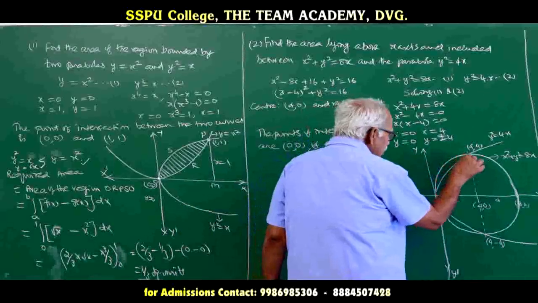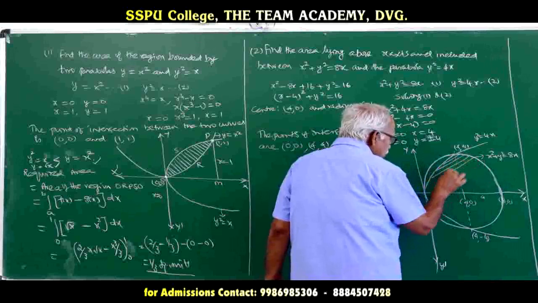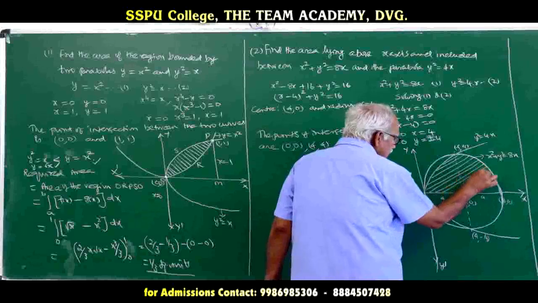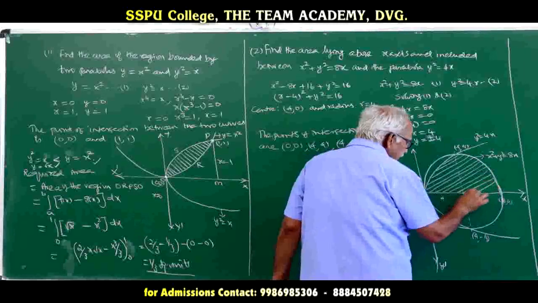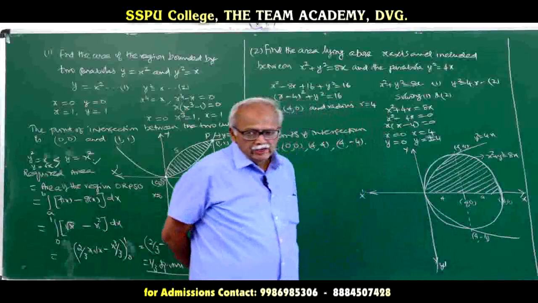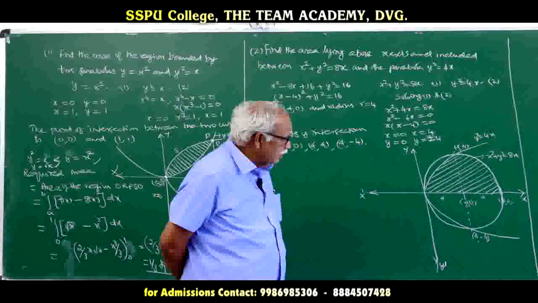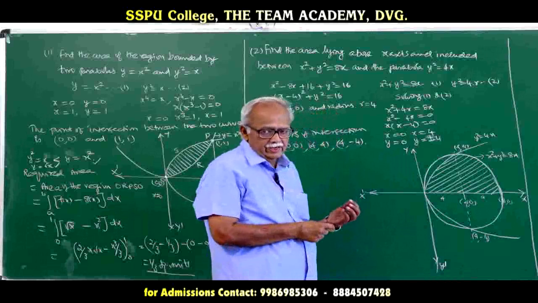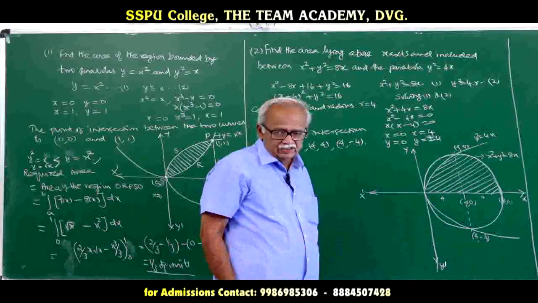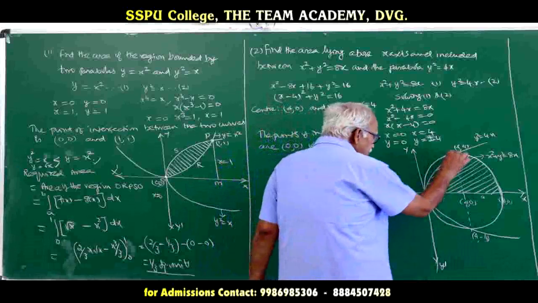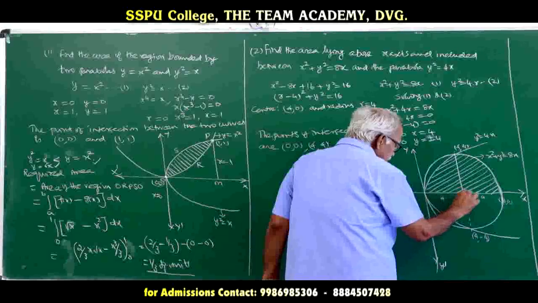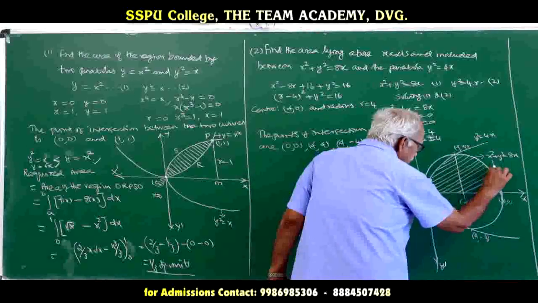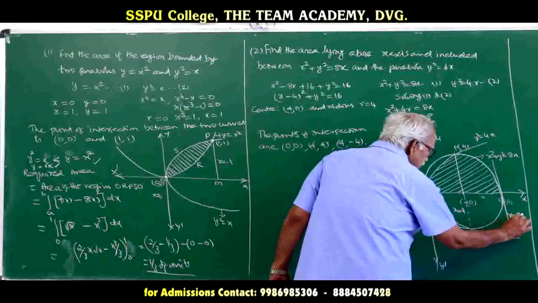Here we have to calculate the area bounded by the circle and the parabola above the x axis. Below the x axis we are not considering, only above the x axis. But here we get one curve and another curve, so we have to split this area. In the previous exercise we have done this type of question. This is x is equal to 4, this ordinate is x is equal to 0, and this ordinate is x is equal to 8.